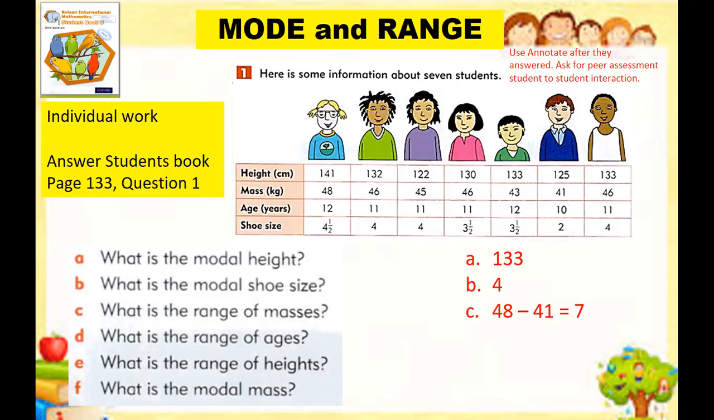Okay, next one. Letter D, range of ages. So 12, 11, 11, 11, 12, 10, and 11. So the range is 12 minus 10 equals 2. Now, letter E, what is the range of the height? So meaning we are going to subtract 141 minus 122 is 19. Okay? Then letter F, the last one, what is the modal class? Modal mass. Let's see which one is written the most. It is 46. Okay?